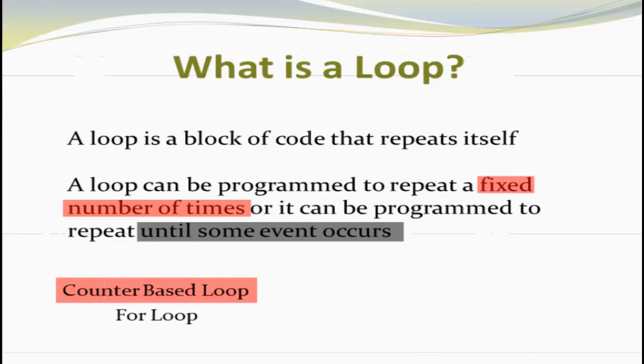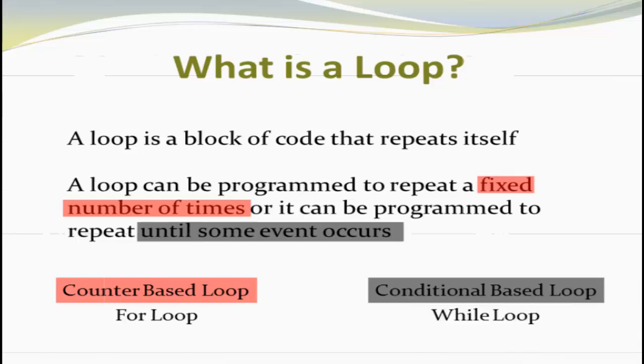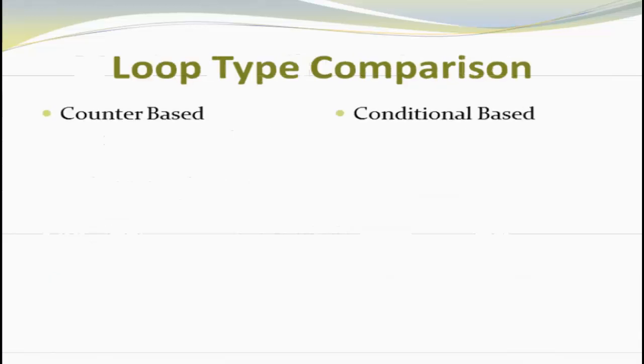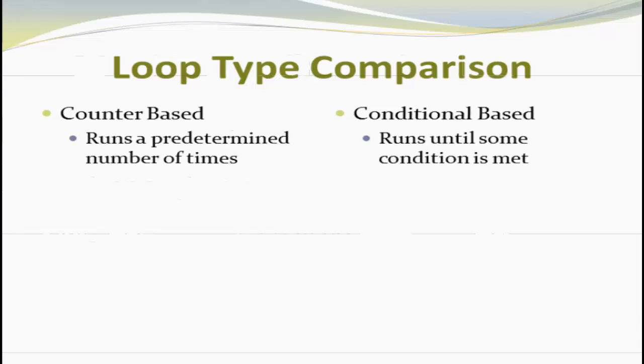So when we talk about the fixed number of times that a loop will repeat, we call that a counter-based loop. The actual type of loop that we'll use in MATLAB is the for loop. And when we talk about that the loop is going to repeat until some event occurs, we call that a conditional-based loop because it's based on some condition. And the type of loop that we use in MATLAB is the while loop. Okay, so let's take a look at a comparison between these two types of loops so we can start to develop an idea of when we'll want to use them. So, as we saw before, a counter-based loop is going to run a predetermined number of times.